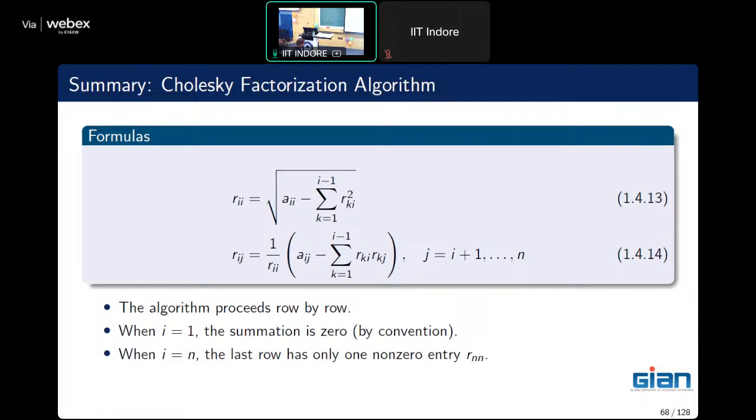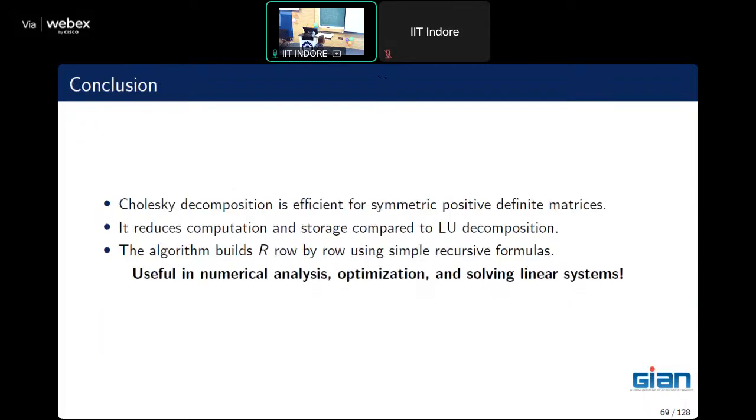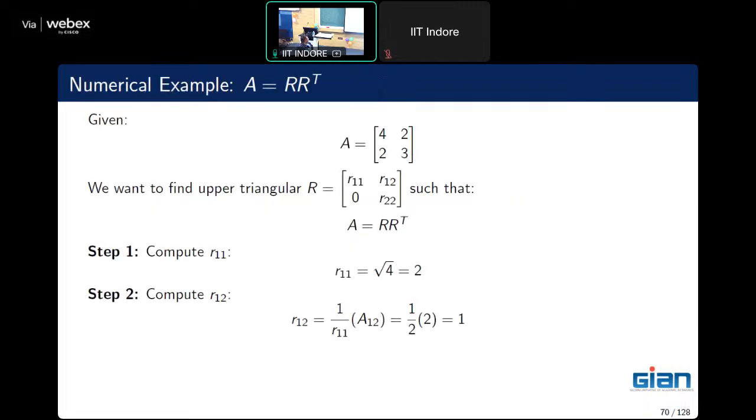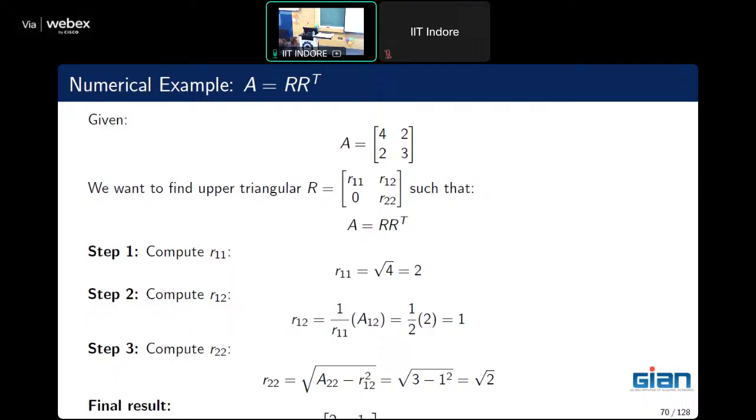Each time you take two flops, because there is one multiplication and one subtraction. So each time you have two flops, and the loop is running k from 1 to i minus 1, j varies from i plus 1 to n, and i is again running from 1 to n. So there are three loops. From this calculation you can compute R12 and R1j like this, and finally you will get your upper triangular matrix.